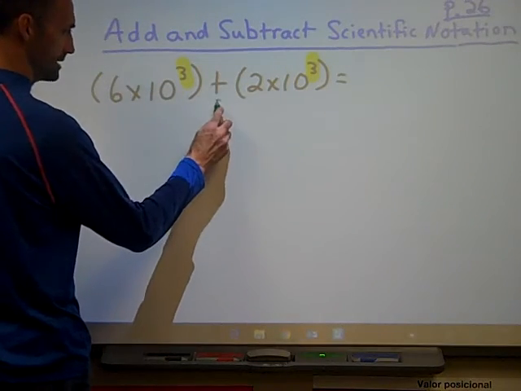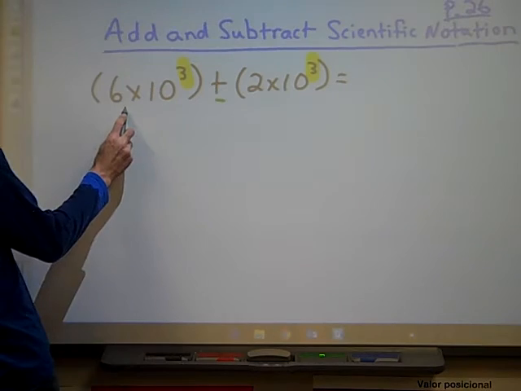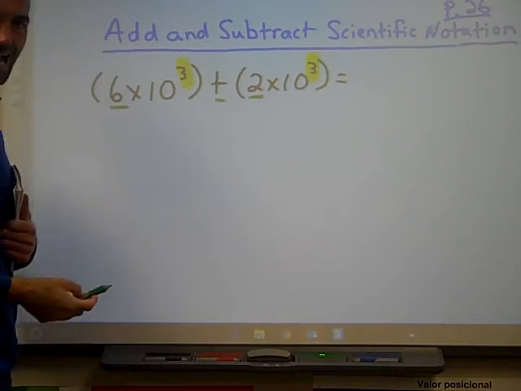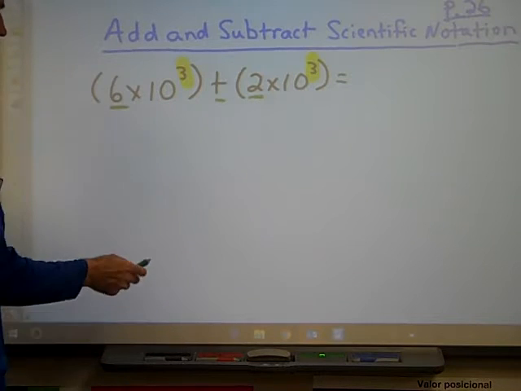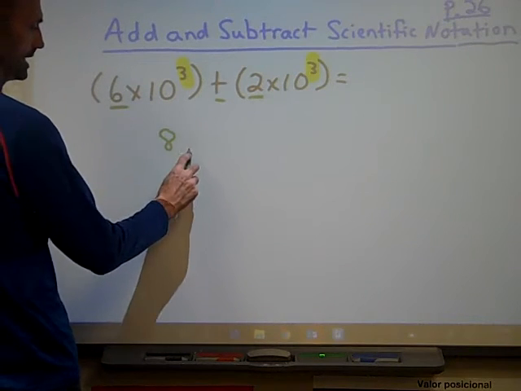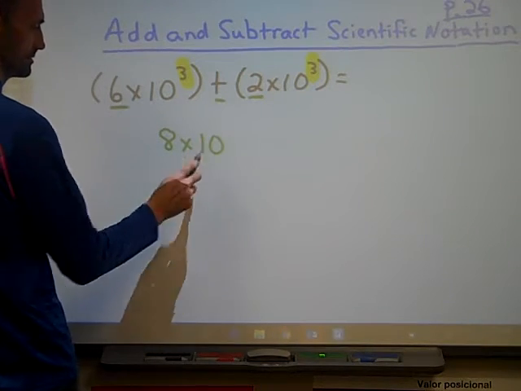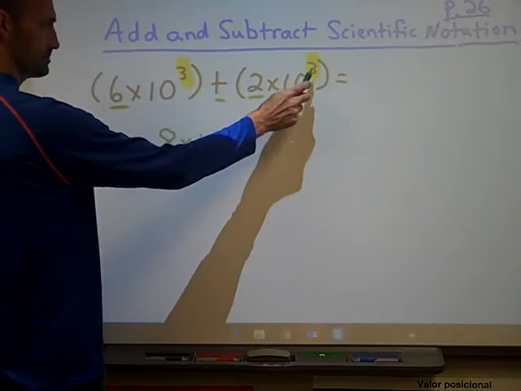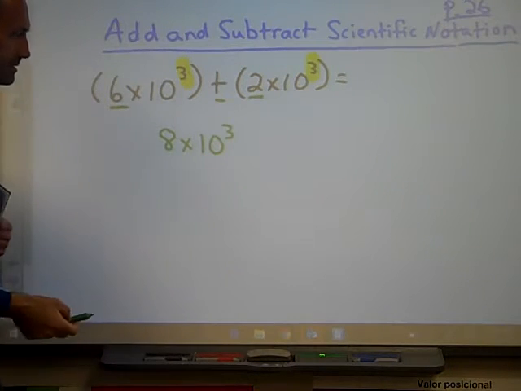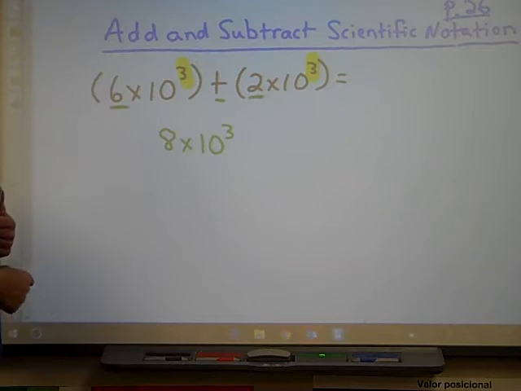Right, so we're adding. I'm going to take this number and simply add. 6 plus 2, 6 plus 2 is 8, times 10. And now since my exponents are the same, I'm simply going to write 10 to the third. That's the answer to 6 times 10 to the third plus 2 times 10 to the third.